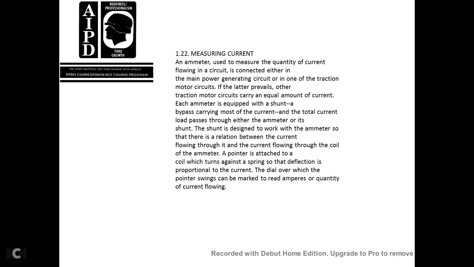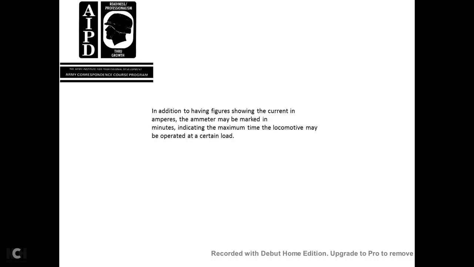The shunt is designed to work with the ammeter so that the relation between the current flowing through it and the current flowing through the coil of the ammeter is fixed. The pointer is attached to the coil, which turns against a spring, so the deflection is proportional to the current. The dial over which the pointer swings can be marked to read amperes, or quantity of the current flowing. In addition, the ammeter may be marked with minutes, indicating the maximum time a locomotive may be operated with a certain load.